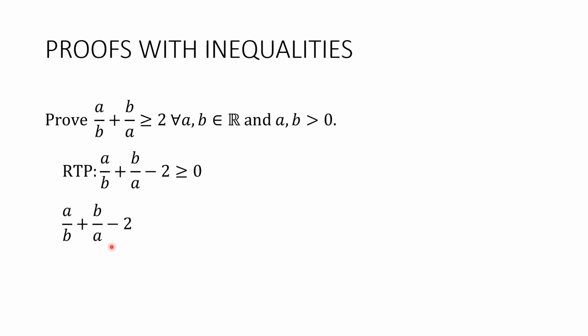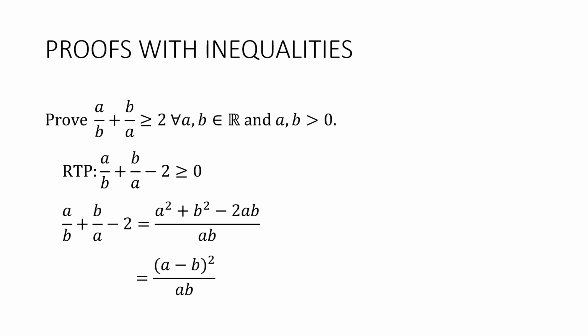Okay, what can we do? Let's make a common denominator of AB. Now, do you recognize this numerator? That's a perfect square, isn't it? It's A minus B all squared. We've actually finished. This here is positive because it's a perfect square and A and B are both real, and A and B are both positive. So now we put in the right-hand side. It's greater than or equal to 0 since A and B are both positive.